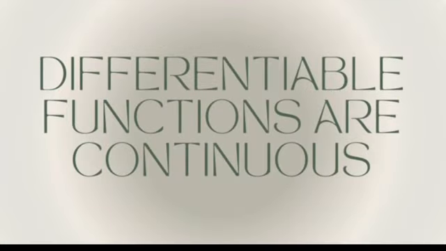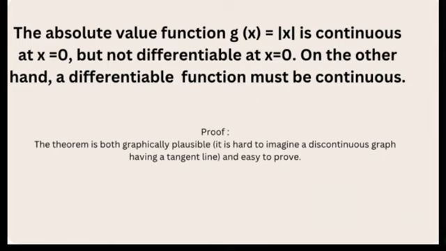Differentiable functions are continuous. The absolute value function g of x equal to absolute value of x is continuous at x equal to 0, but not differentiable at x equal to 0. On the other hand, a differentiable function must be continuous. Proof: the theorem is both graphically plausible. It is hard to imagine a discontinuous graph having a tangent line, and easy to prove.